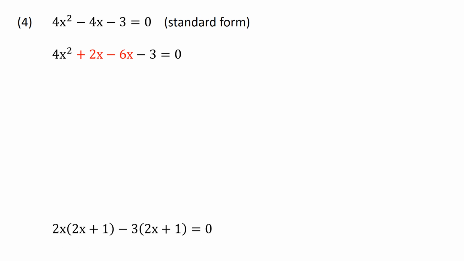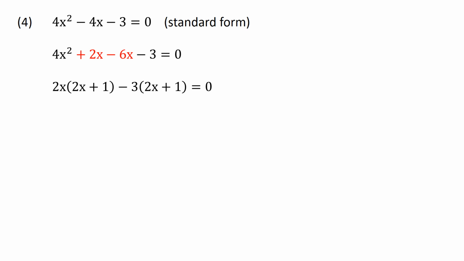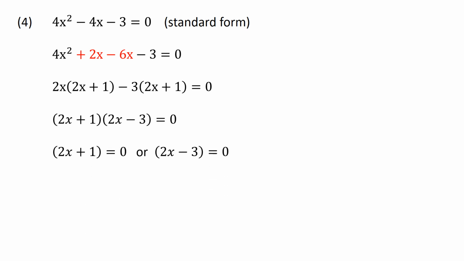So now I can group them. If I take out 2x, you'll see from term 1 and 2, I'll have 2x plus 1 in the bracket. Then I'm going to manipulate term 3 and 4 by taking out a negative 3 so that I also have another bracket containing 2x plus 1. Then I can take out a common bracket of 2x plus 1, and then I'll have in my second bracket the 2x minus 3. Here I can separate the brackets and equate them to 0. And then finally, the answers are x is equal to negative a half or x is equal to 3 over 2. And that's solving equations by factorization.